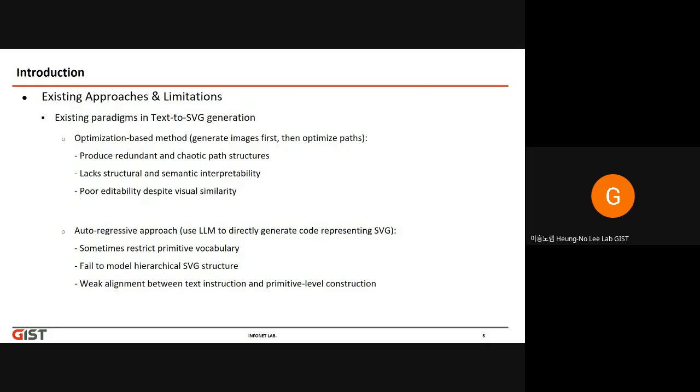The second one is the autoregressive approach, which uses an LLM to directly generate code. They are sometimes restricted in vocabulary and fail to model complex hierarchical structures, and they have weak alignment between text and primitive-level construction.